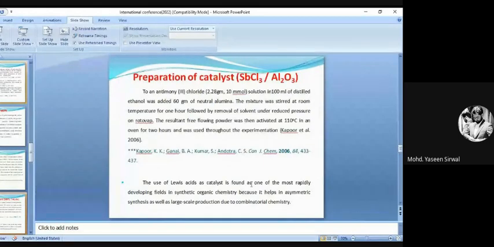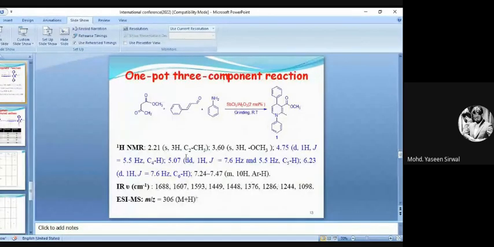This is how we prepared the catalyst. This was the reaction. We carried out the reaction between 1,3-dicarbonyl compound, cinnamaldehyde, alpha-beta unsaturated carbonyl compound, aniline, aromatic amine. We prepared this moiety. This is 1,4-dihydropyridine. This was characterized by 1H NMR, IR, and mass spectroscopy.